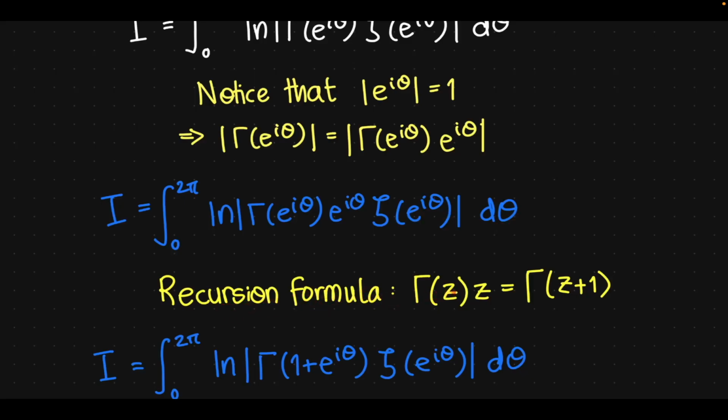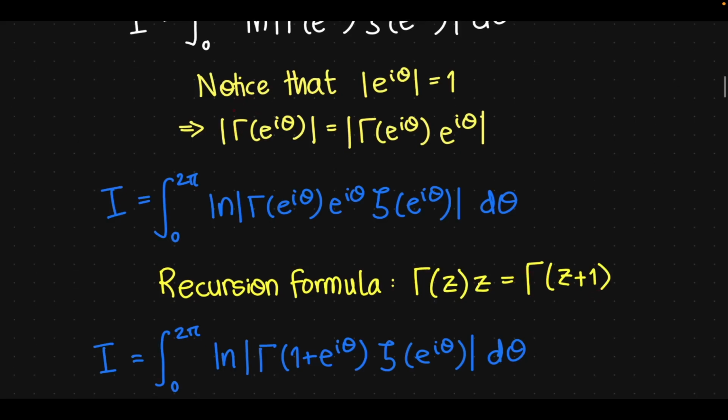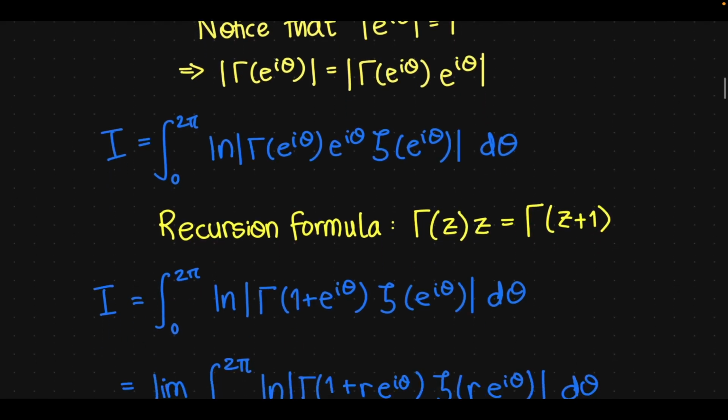Gamma of z times z is gamma of z plus 1. So in the integrand, we just have gamma of 1 plus e to the i theta times zeta of e to the i theta inside the natural log, d theta.